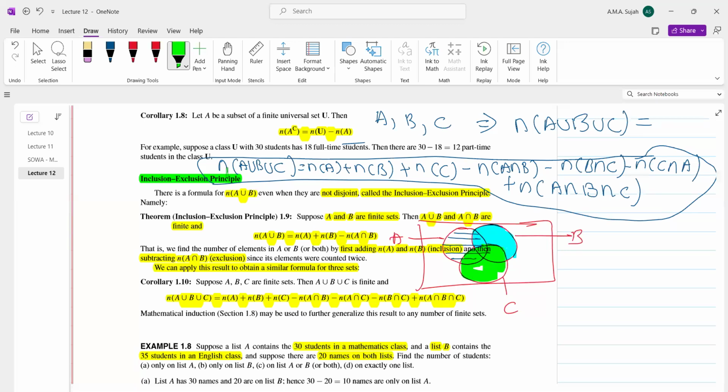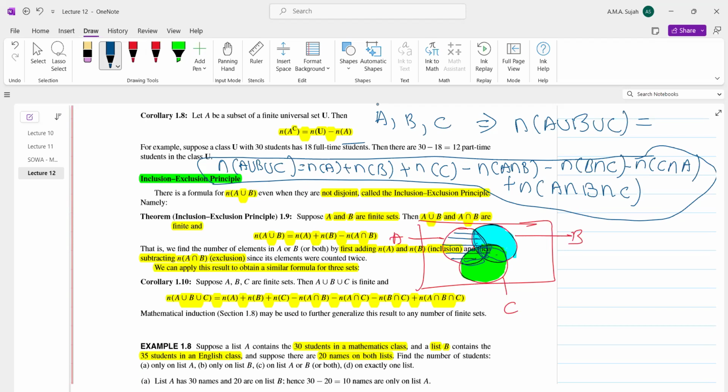So once you notice here, if you add number of A plus number of B plus number of C, what will happen? You are duplicating this area twice. Similarly, you are duplicating this area 2 times. Similarly, you are duplicating this area 2 times. So now this is 2 times, this is 2 times, this is 2 times, right?